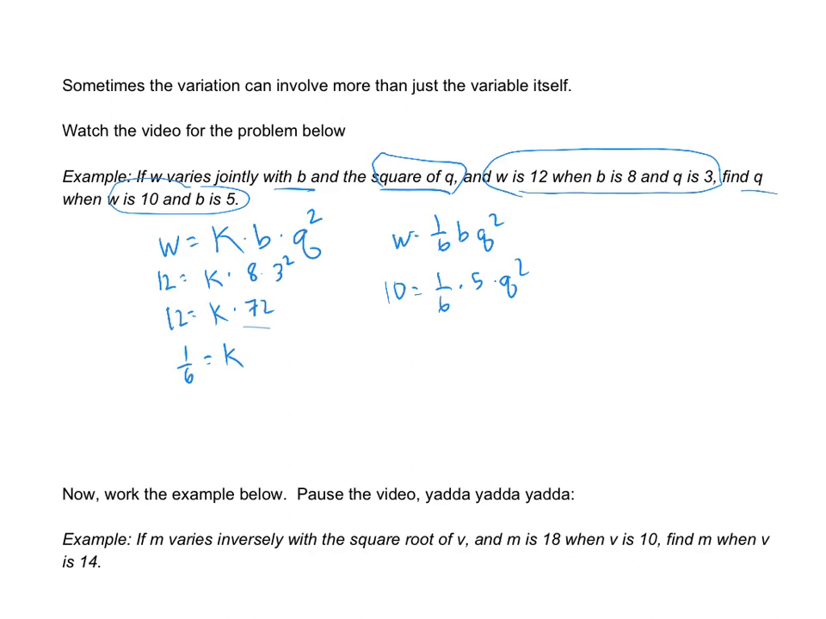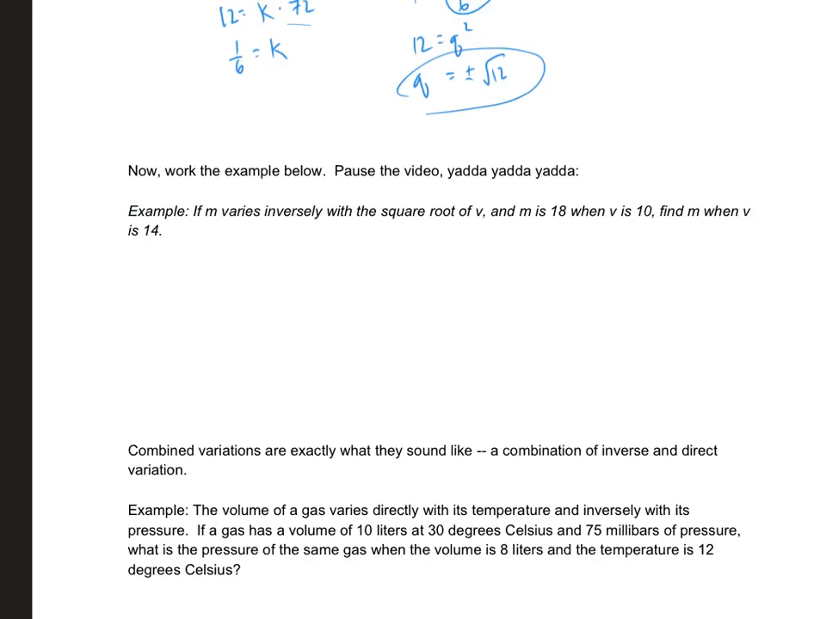So let's see, that's 5/6 here, so I divide both sides by 5/6. That's like multiplying by 6/5, which I believe is going to give me 12. So q would be the square root of 12. Technically plus or minus the square root of 12, since I didn't say it had to be a positive number. And we would get a decimal for that. All right, so problem below, do it.